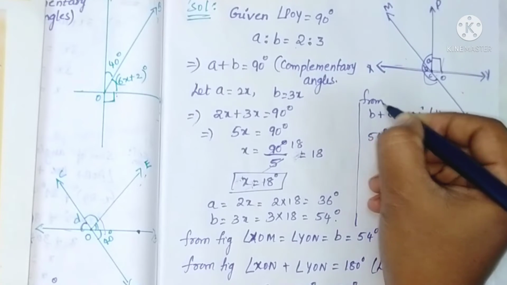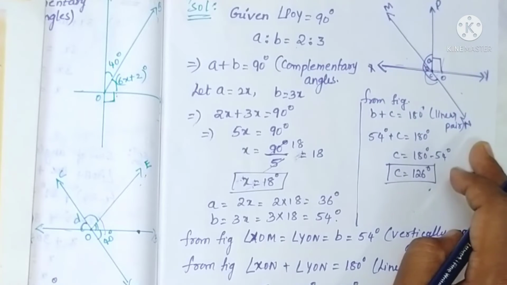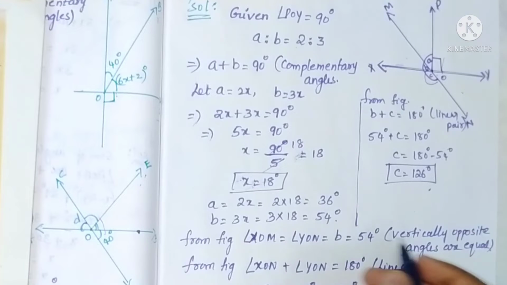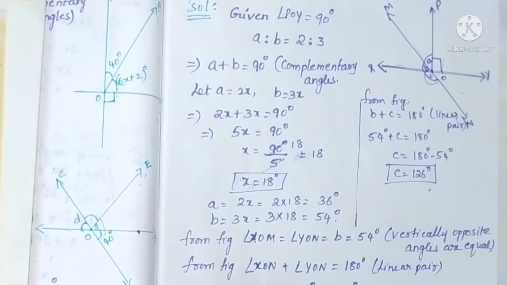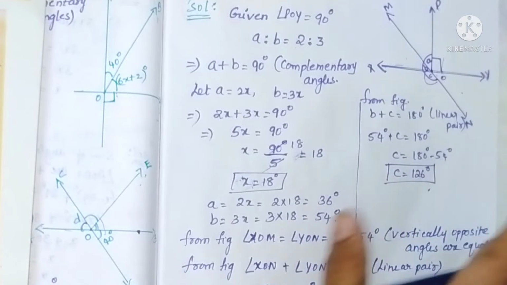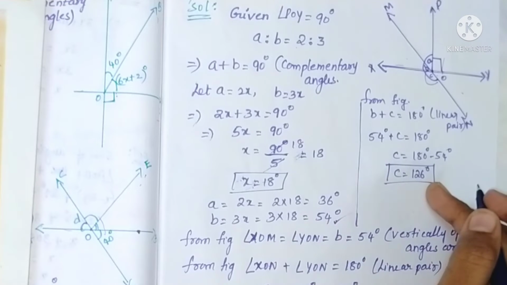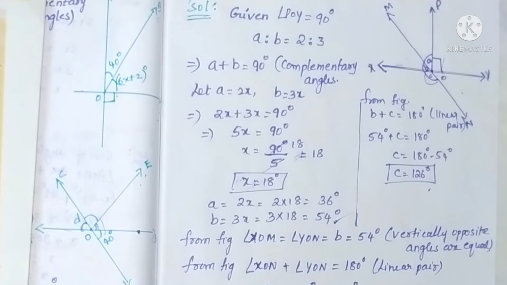Okay, so it's better to do this. From the figure, B plus C is 180. Okay, so you can do either this or this. Whatever it is, both are correct. It is very easy, na? So you just do this after calculating B. Okay.